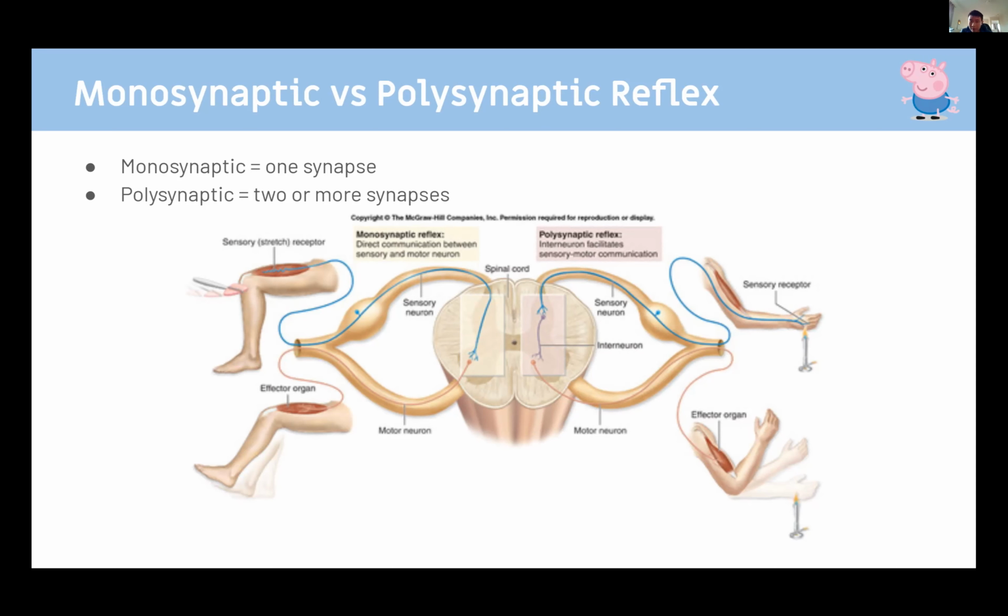If it's polysynaptic, then you might have an interneuron in the middle. On the right-hand side, you can see that your sensory neuron goes to your interneuron, and then your interneuron synapses with your motor neuron. Polysynaptic means anything that's 2 or more synapses in the reflex. The interneuron allows for a bit of extra processing, and it can also go up to the brain at the same time to relay some information.